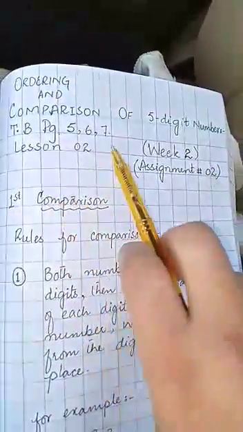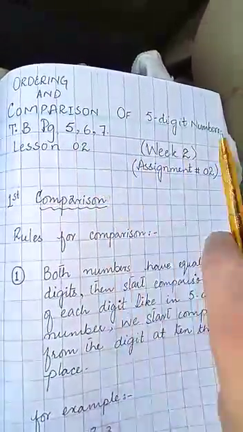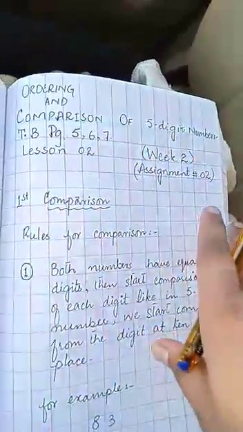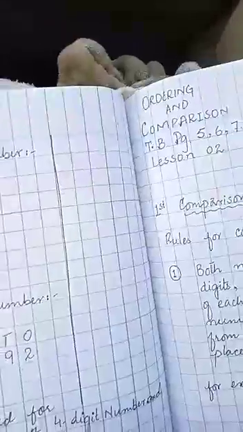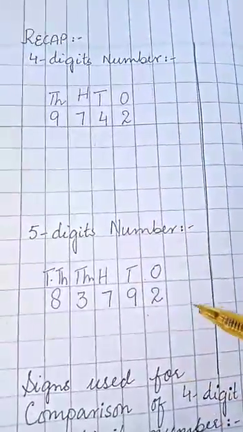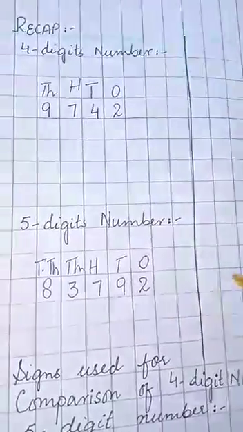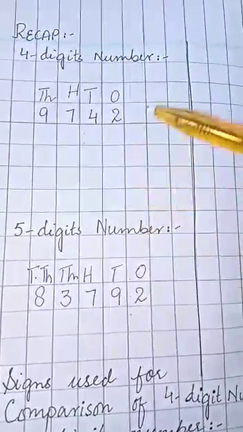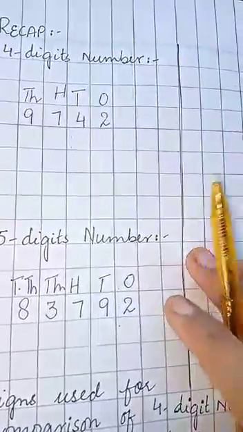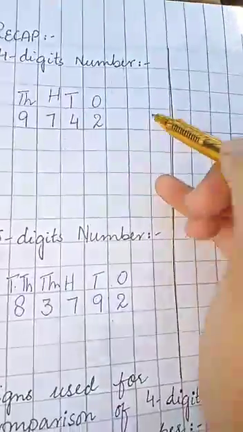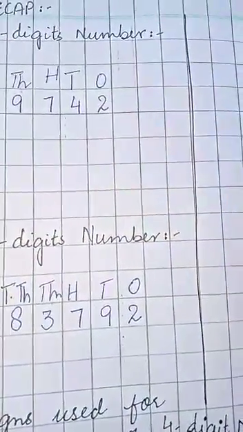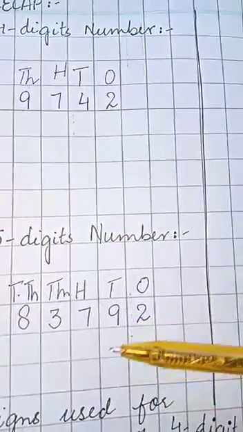Okay, students, before starting the main topic, which is about the comparison and ordering, let me recap your previous knowledge, which is about the 4-digit numbers and what are the 5-digit numbers and what is the main difference between the 4-digit number and 5-digit number. So first of all, boys, you have to know what are the 4-digit numbers, how could we label them, and what are the 5-digit numbers and how could we label them.